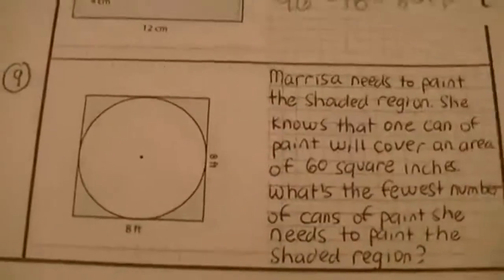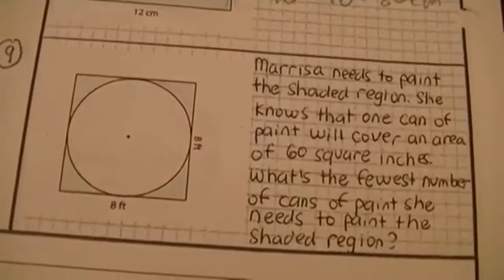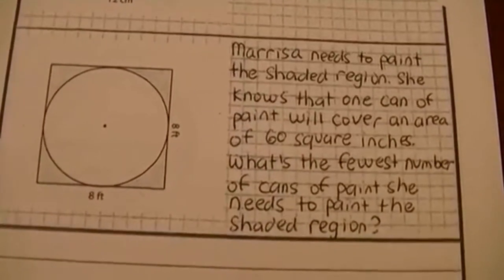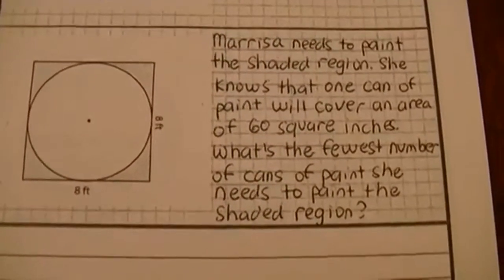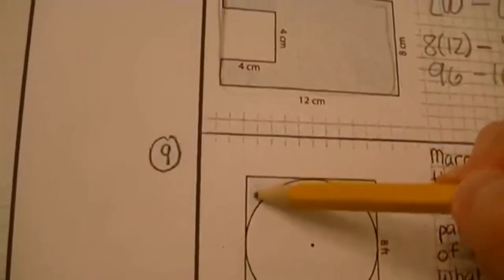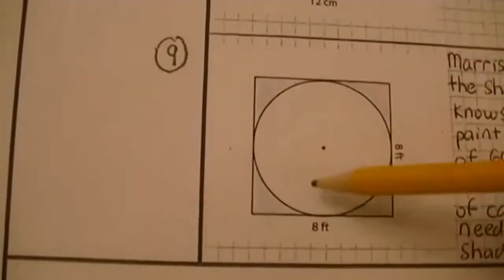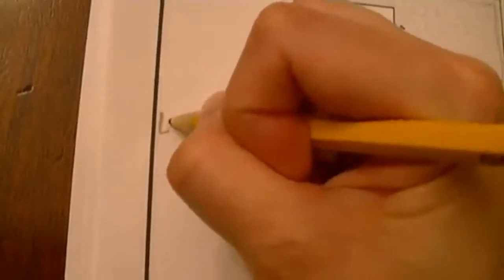Okay, Marissa needs to paint the shaded region, just the shaded region. She knows that 1 can of paint will cover an area of 60 square inches. What's the fewest number of cans of paint she needs to paint the shaded region? So let's first start by finding the area of just that shaded region. You would take the area of that square and subtract the area of that circle. So I'm going to put up my equation for that. It would be length times width minus, okay, area of a circle is pi times radius squared. That's going to give me the area of that composite shape in feet squared.